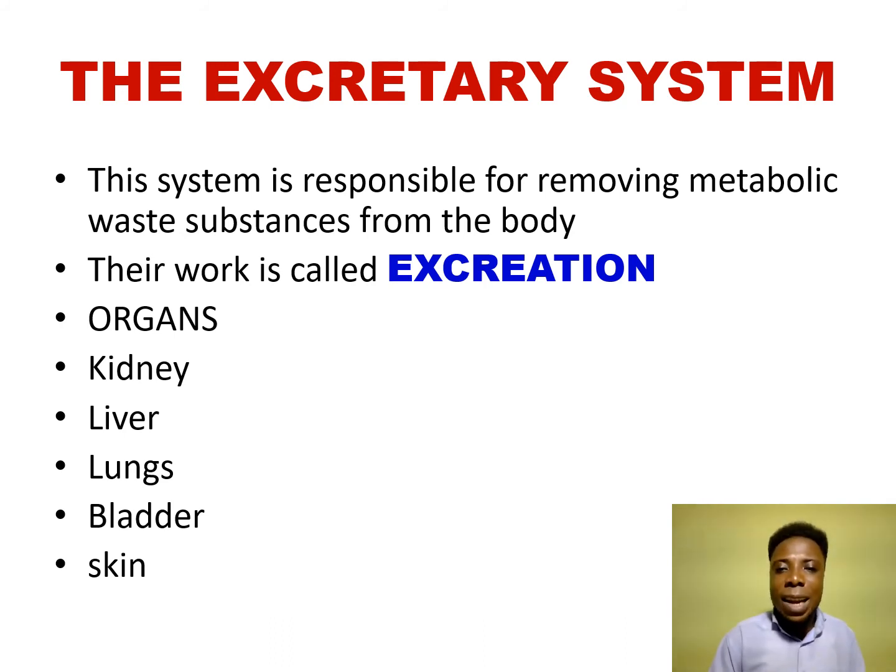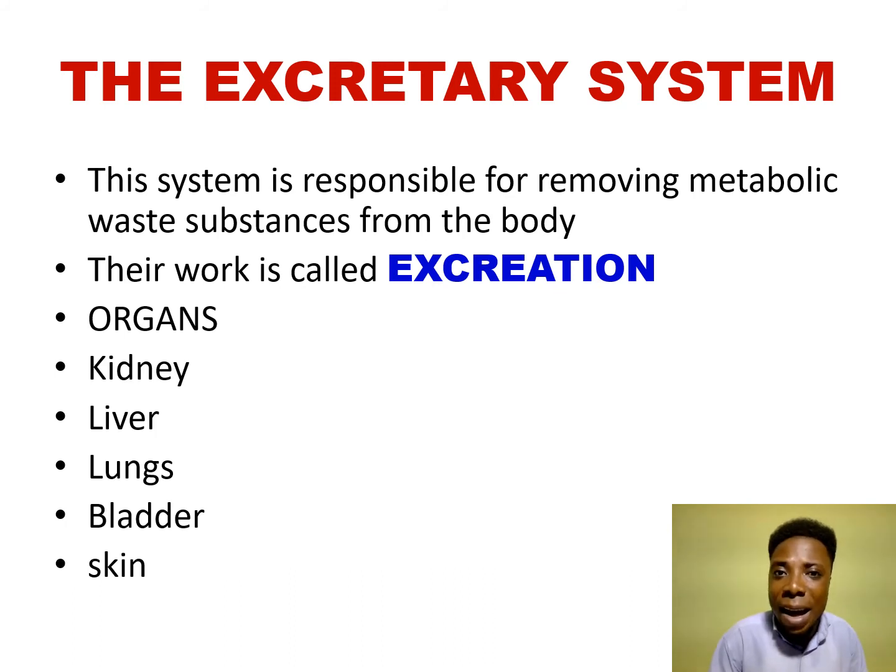So quickly, let's look at the organs that work together to form the excretory system. We can mention the main organ that removes the waste as the kidney. I'll show you the picture. The kidneys, there are two, in the form of beans. They are not beans, but the image looks like beans.